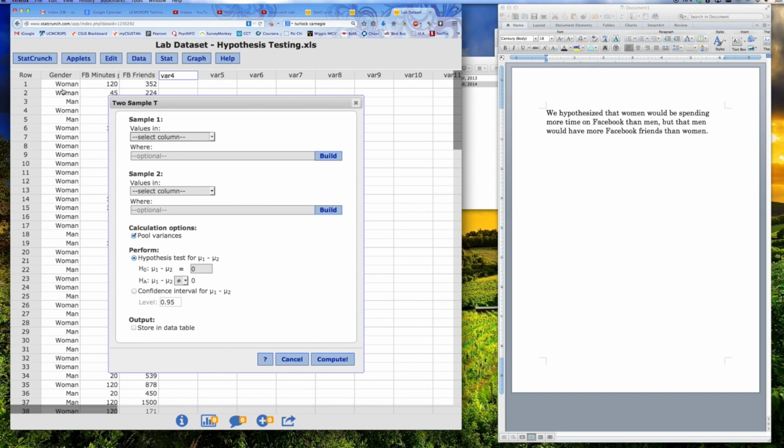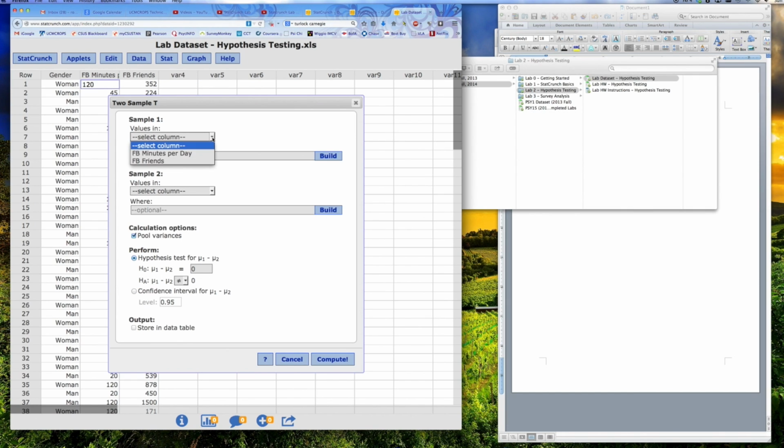So since we have men and women here in the same column, what we need to do is divide them a little bit using some where functions. But first we're going to say what values are we going to be comparing. So in the values box, go ahead and put Facebook minutes per day, because that's both samples we're going to be comparing, that dependent variable or that measure.